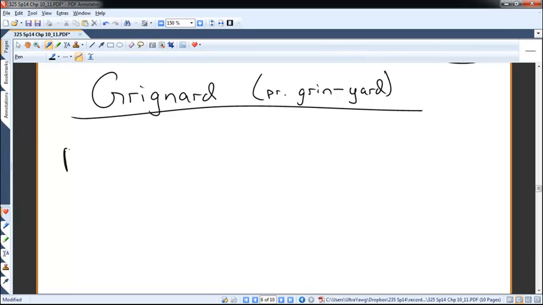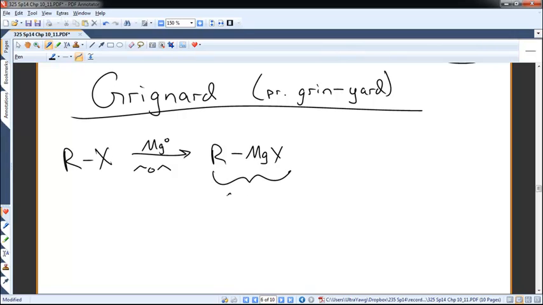A Grignard takes an alkyl halide, and you add magnesium metal to it, right? It doesn't seem to make any sense why you would add magnesium metal, and you have to specifically do this in an aprotic solvent. One of the best solvents is diethyl ether. Polar aprotic is the way to go. What this gives you is the magnesium inserting itself in between the carbon and the halogen, and so you get a compound that looks like this. This thing is called the Grignard reagent.